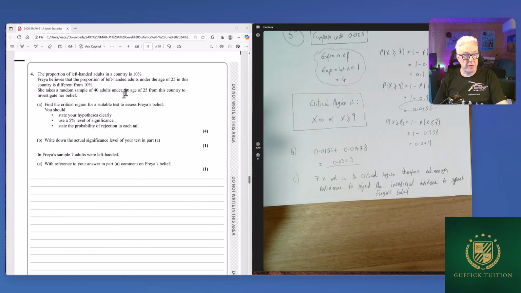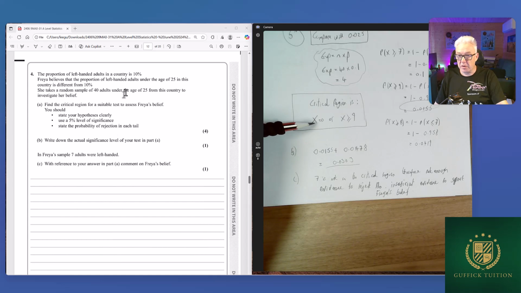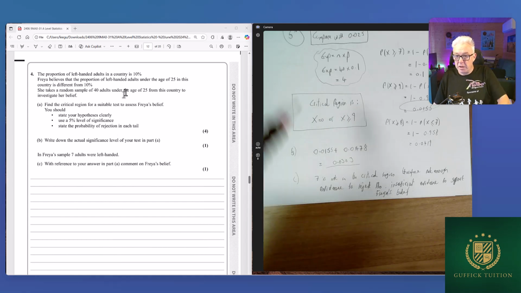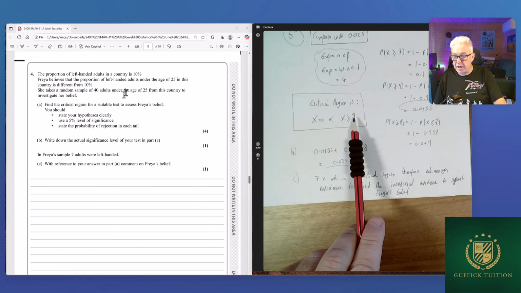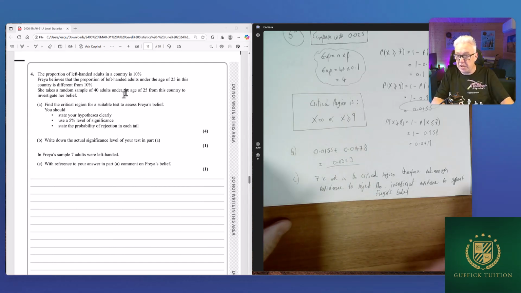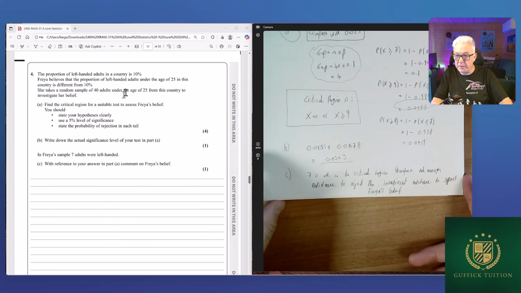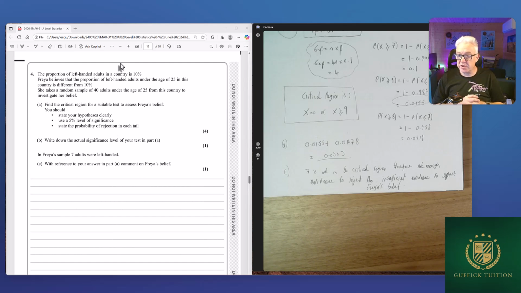And then finally, for this question, it says, in Freya's sample, 7 adults were left-handed. With reference to your answer in part A, comment on Freya's belief. So we found that the critical region was 0 or greater than or equal to 9. Freya's found that there's 7 of them. So 7 is not greater than or equal to 9, so we're not in the critical region. So therefore there is not enough evidence to reject H0. In other words, there is insufficient evidence to support Freya's belief.